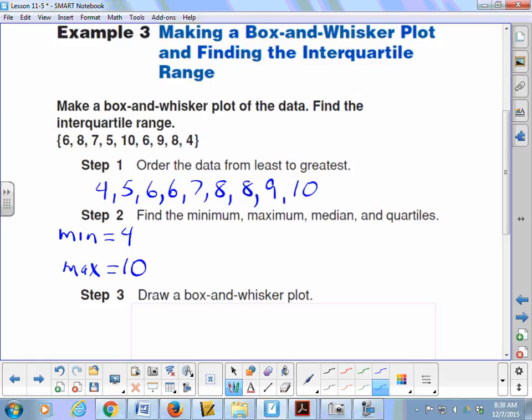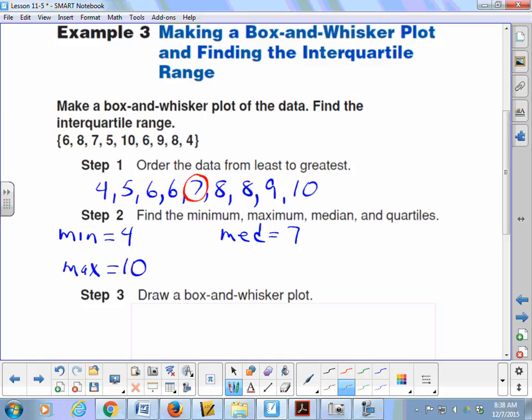The median in this case is what number? What's the median? So there's 9 numbers, right? Okay, so the middle number is 7. So the median would be 7. So here's the median.